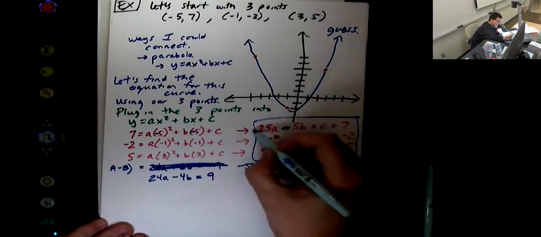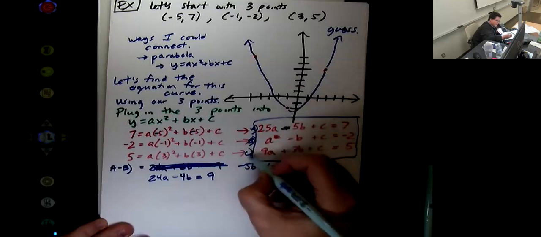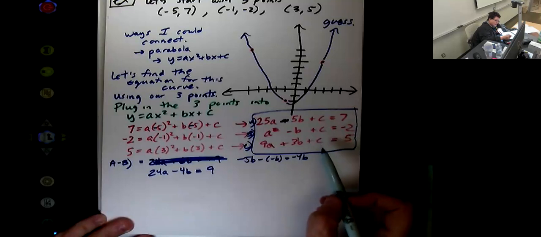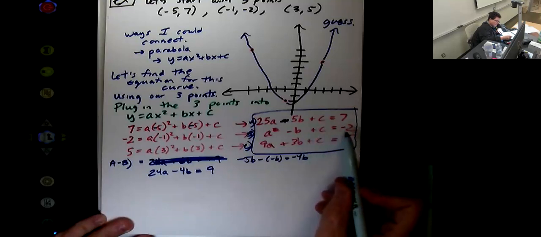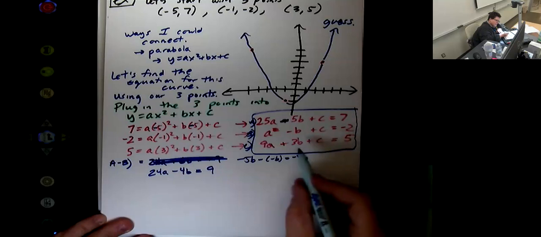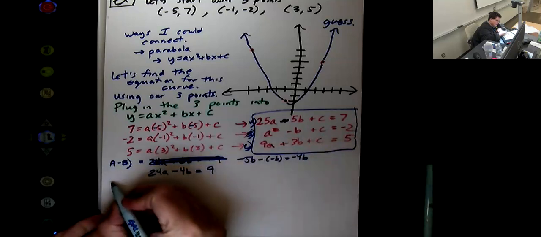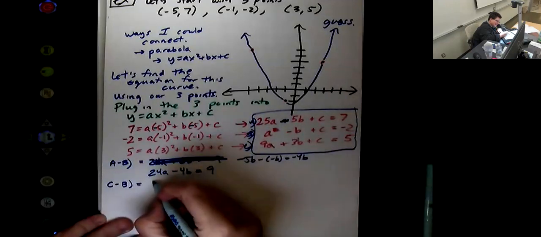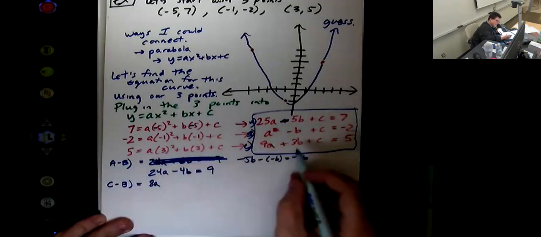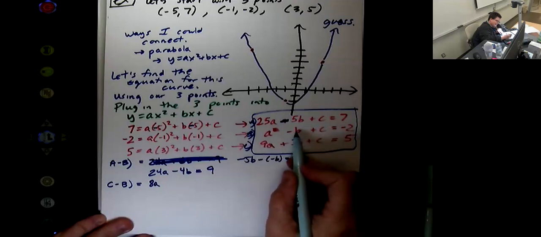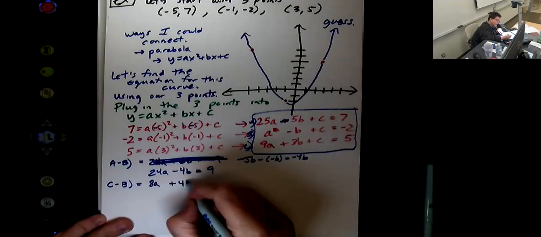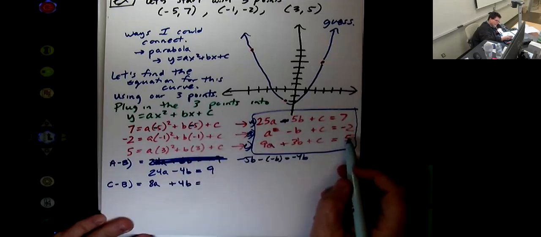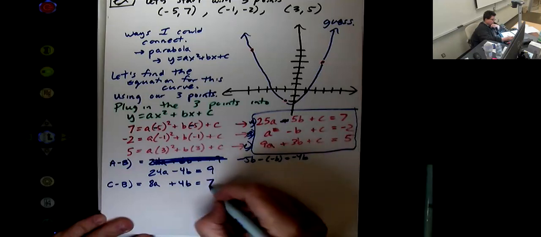So these are like equations A, B, and C. I didn't label them earlier. B looks like the easiest one to work with on getting rid of c, so I'm going to do C minus B. 9a minus a is 8a. 3b minus -b is positive 4b. The c's go away, and 5 minus -2 is 7.